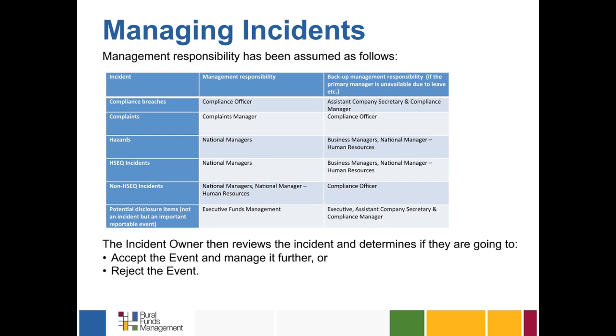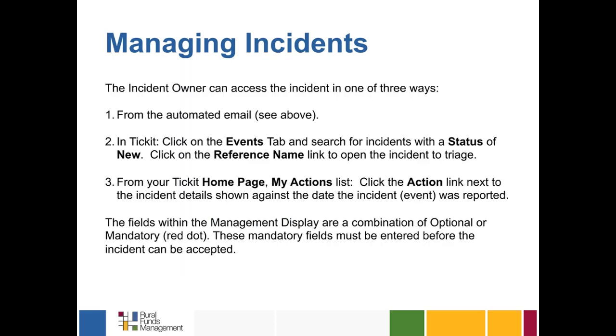The incident owner reviews the incident and determines if they are going to accept the event and manage it further or reject the event. The incident owner can access the incident in one of three ways. Firstly, from the automated email. Or in Tickit, click on the Events tab and search for incidents with a status of new. Click on the reference name link to open the incident to triage. Or from your Tickit homepage, My Actions list, click on the action link next to the incident details shown against the date the incident or event was reported.